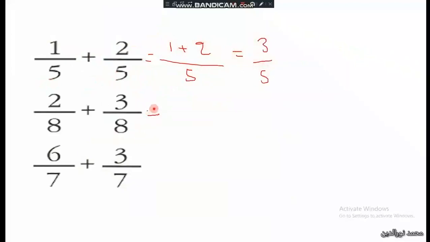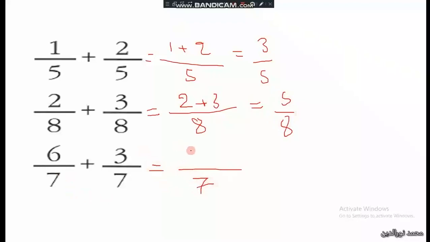And here عم بجمع two fractions and they have the same denominator, so we keep the denominator and we add the numerators together. 2 plus 3 is 5 and it's 5 over 8. And in this example, so we keep the denominator 7 and we add the numerators together. 6 plus 3 is 9 over 7.